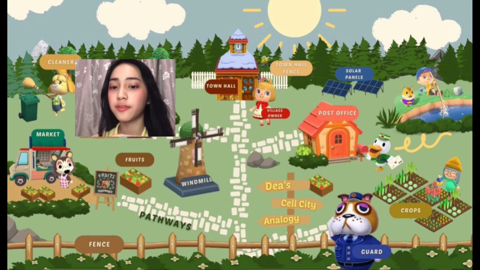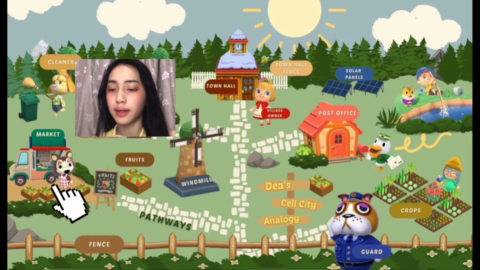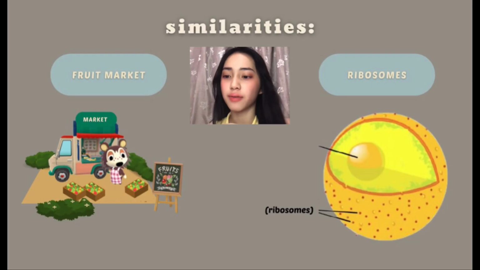Then if you walk a little bit further, you'll see the village fruit market. Fruits that were produced by the crops are being sold and packed here. It somehow reminds me of ribosomes, since ribosome functions as a micro machine for making proteins.